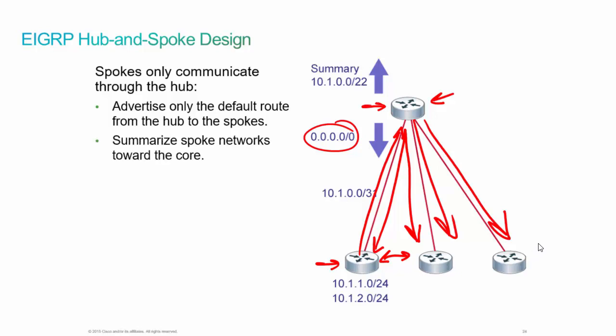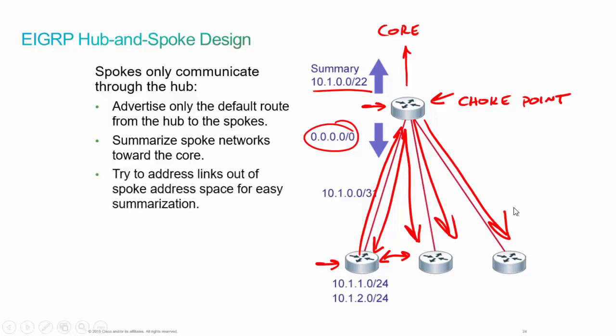So because this hub device here talks to the spokes, which are branch routers usually, it's a great choke point. So we're going to call that a choke point in terms of our design. And at that choke point, we'll provide that summarization into the core. So the core would be sitting up there above that hub device. Now we also want to try to address our links out of the /31 address space.